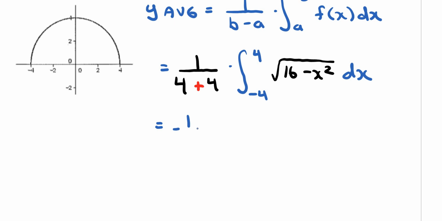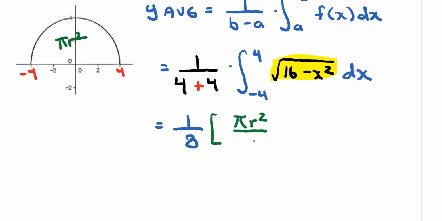So the coefficient will be easy. It's 1 over 8. And then this part right here, 16 minus x squared in the square root, we don't need to apply some sophisticated algebra here because we know that this is a semicircle. And we know that the area of a semicircle is the area of a circle divided by 2. So the area of a circle is pi r squared, and then what we're going to do with our circle is divide it by 2 because it is a semicircle, right? So we recognize that the area underneath this graph is just the area of a circle divided by 2.